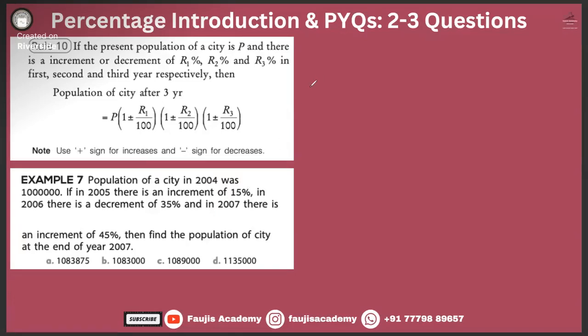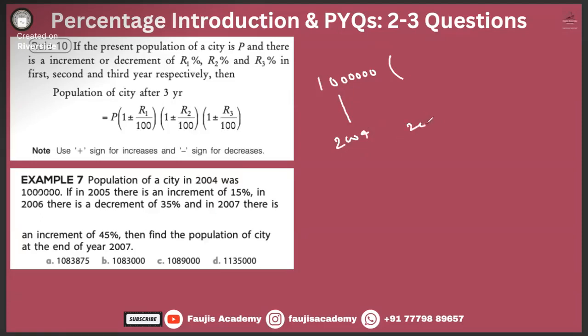Population of a city in 2004 was, how many zeros are there? 1, 2, 3, 4, 5, 6. Is it 6 or 7, guys? You sure? 7-digit number, but 6 zeros. Yeah, 6 zeros. So 1, 1, 2, 3, 4, 5, 6. In 2004, this value was the population.